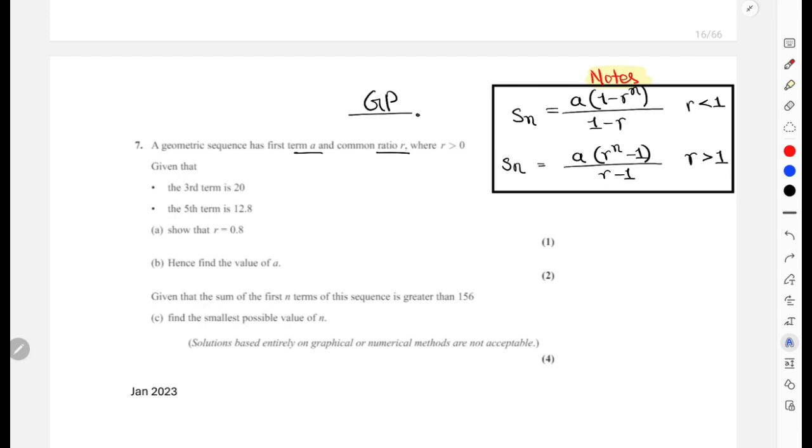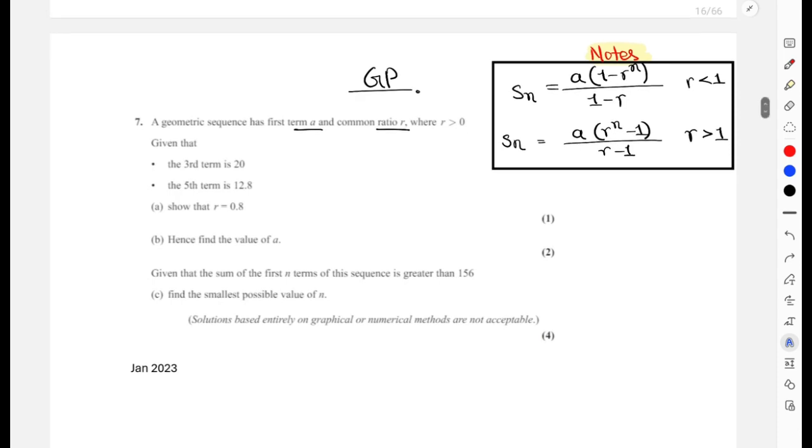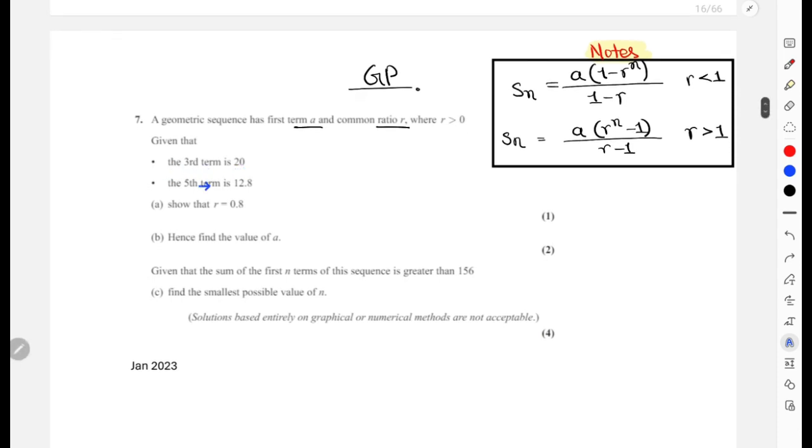Now, in this case, they are saying that there is a geometric series or sequence with the first term a and common ratio r, where r is greater than 0. That means this statement is using, right? It is greater than 0, but it was not stated whether it is less than or greater than 1. It was stated the third term was 20, the fifth term was 12.8. We need to show that r is 0.8.